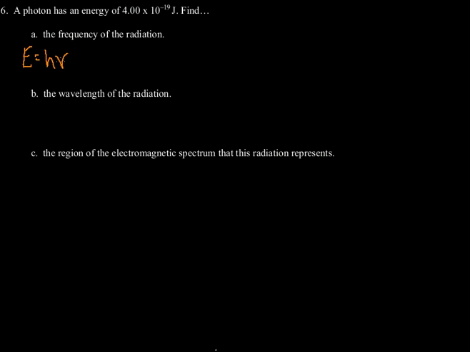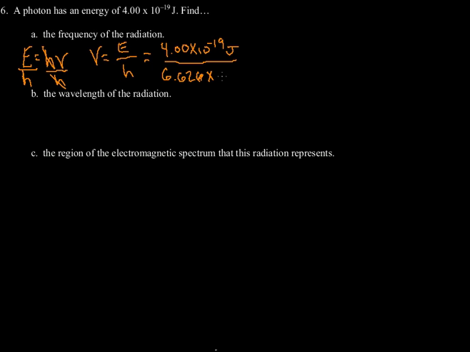Since we're solving for frequency, the way we can rearrange this equation is if we divide each side by Planck's constant over here, that's going to cancel out, and we're left with frequency is equal to energy over Planck's constant. So now we can plug in this 4.0 times 10 to the negative 19 joules, and then we look up Planck's constant. I'll give that to you. That's going to be 6.626 times 10 to the negative 34 joule seconds.